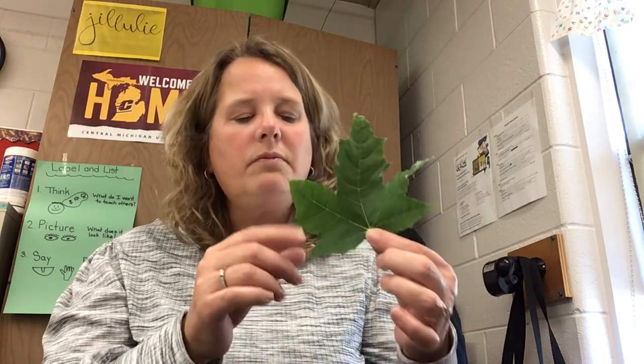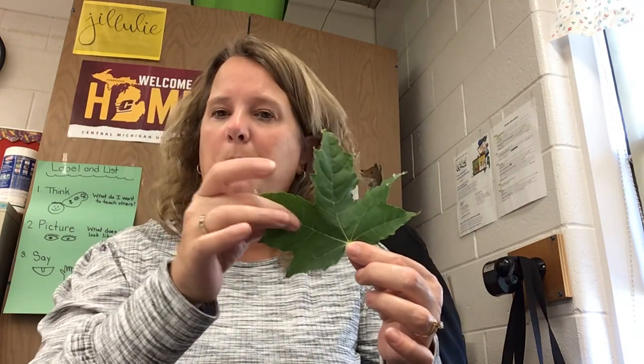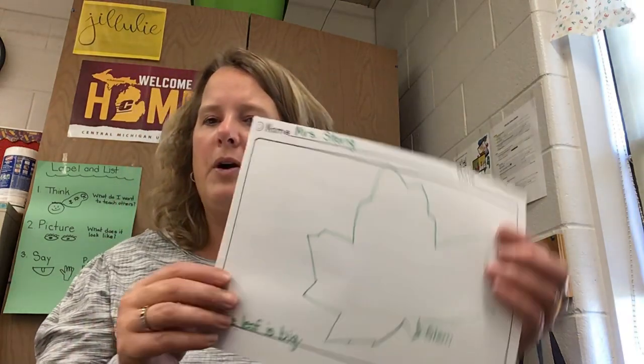All right. Here are 3 things that I could tell you about this leaf. The leaf is big. The leaf is green. The leaf is bumpy. So I looked at the shape, the color, the size. I looked at all those different things to be able to tell you 3 things about my leaf. So now I'm going to use those observations to make my book.